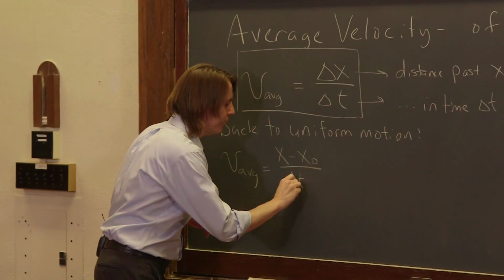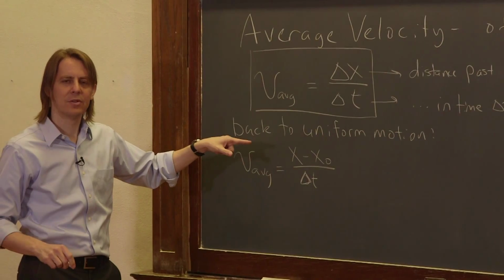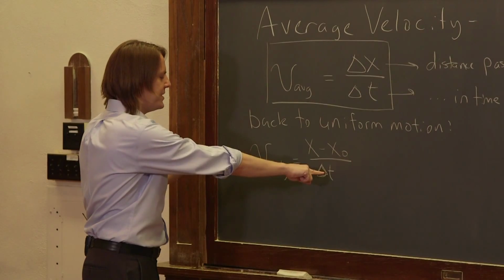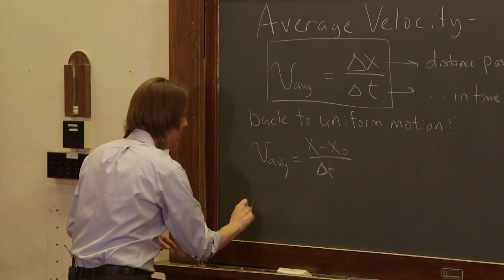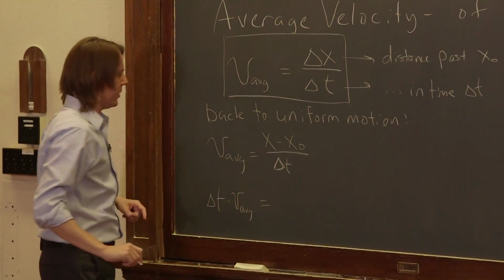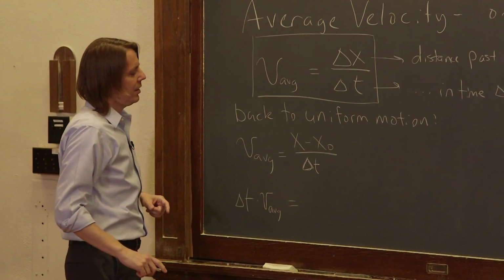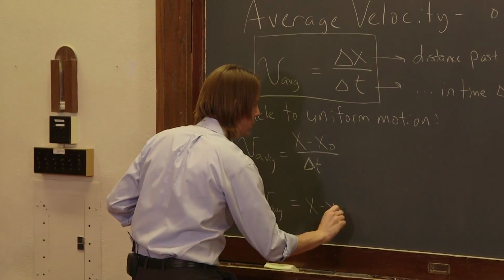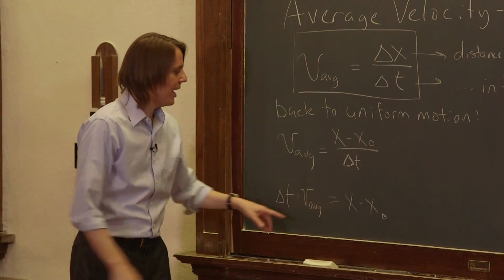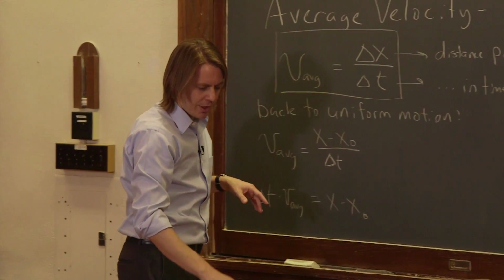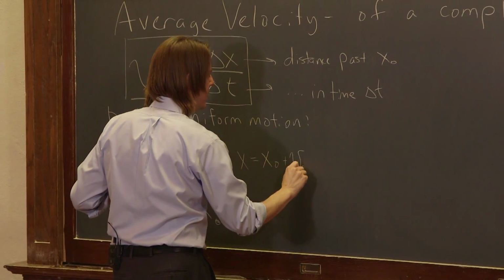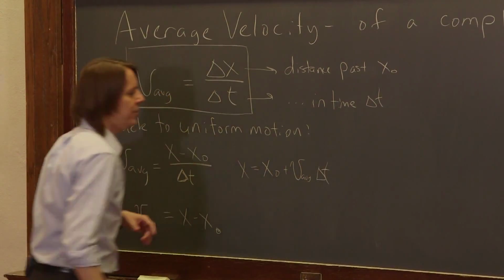Now let's solve this for x as a function of time, because that's what we talked about in the last part. So we just multiply both sides by delta t. That gets rid of that. So it would be delta t times v average equals x minus x naught. Then if we wanted to solve that for x, we would just add x naught to both sides. And what would we have? We would have x equals x naught plus v average times delta t.